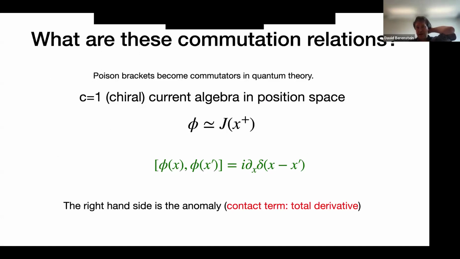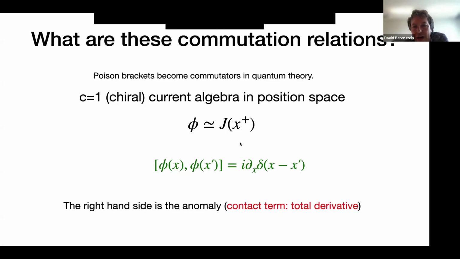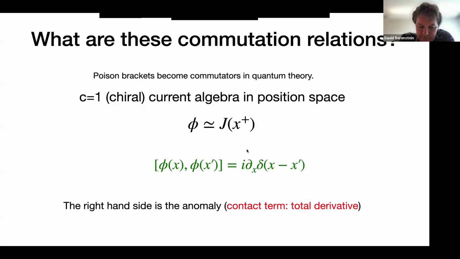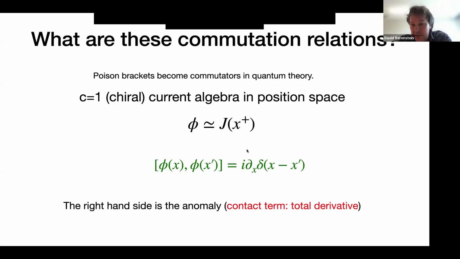So these commutation relations that kind of looked exotic because it's a derivative of the delta function. The delta function makes it local. The derivative makes it antisymmetric. These are actually the same thing as the C=1 chiral current algebra in positional space for the Lorentzian formulation. So if you think of phi as the J, then these commutation relations are the Lorentzian version of the current algebra for a Kac-Moody U1 current algebra.